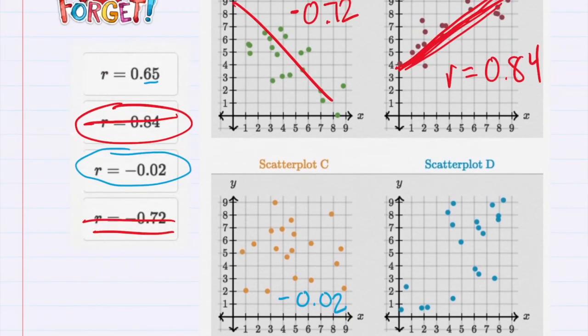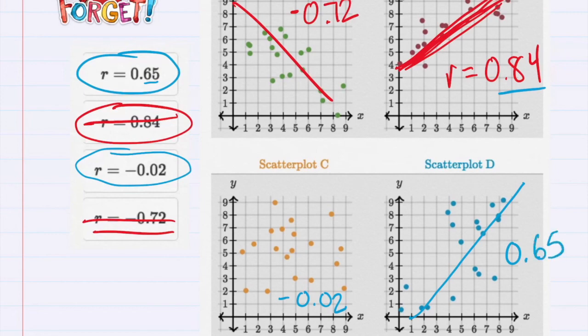So the one that's left over, 0.65, notice that it more or less looks like a line going up. Not as straight as the other one, as this one, but still good enough. So I would go with 0.65. And that's basically what you do on the homework.